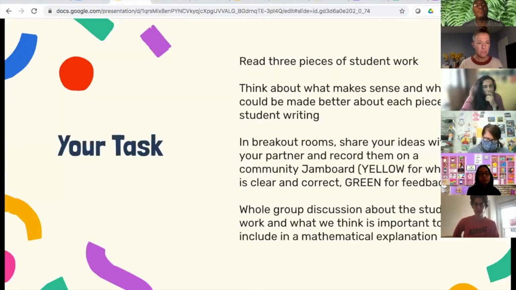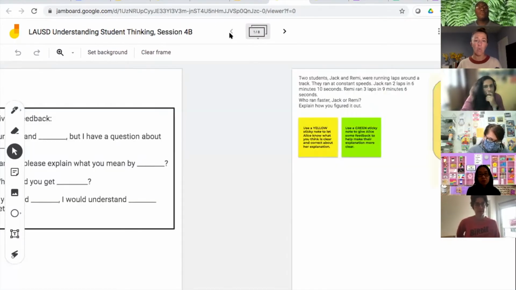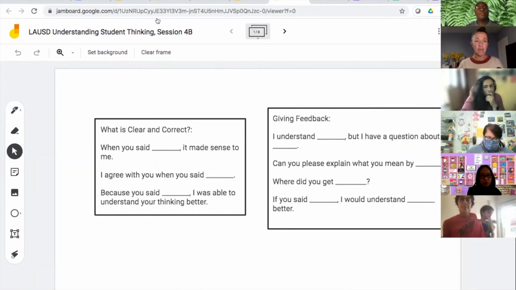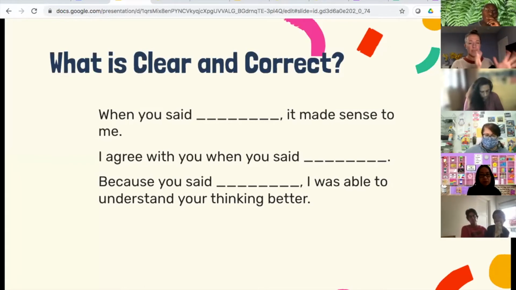I hope. Okay, I'm seeing some nods, that's good. I also want to make sure that you understand my expectations when I say that I want you to tell each student what is clear and correct. So in the Jamboard, you'll see on slide 1 some sentence frames that you can reference if you wish. So when you said this, it made sense to me. I agree with you when you said this. Because you said this, I was able to understand your thinking better. Give them those kudos. Let them know what helped you better understand their explanation.